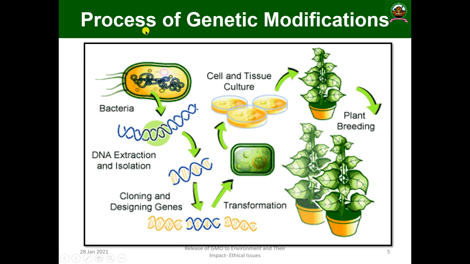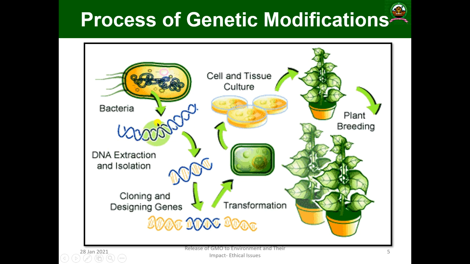Okay, and how will you do this genetic modification? Say for example, the desired characteristics you have identified from some source such as bacteria. This is a bacteria, a prokaryote. The bacteria doesn't have a nucleus, and this gene has certain peculiar features. That gene, that DNA you identify, you extract the DNA and isolate it.